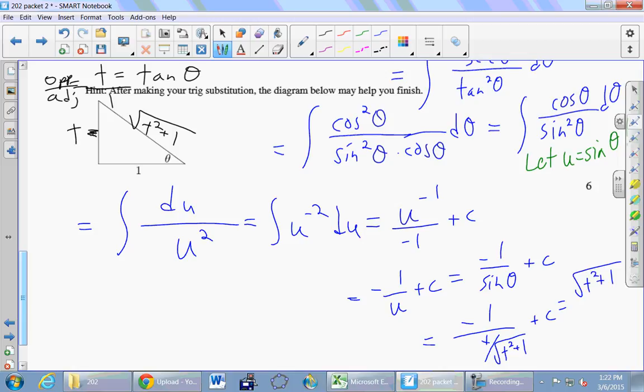So then, because it's a 1 over, we'll flip this guy at the end. So there's our answer: negative square root of t squared plus 1, all divided by t, plus c.